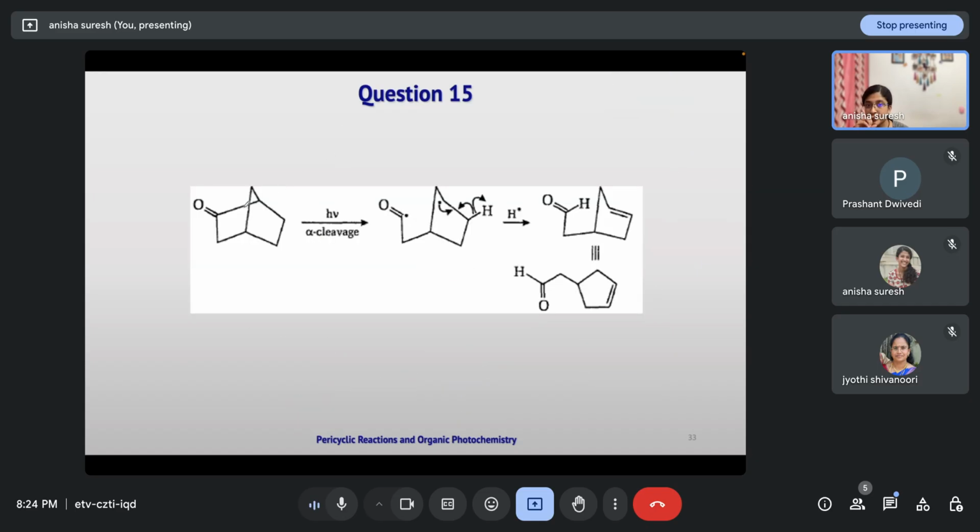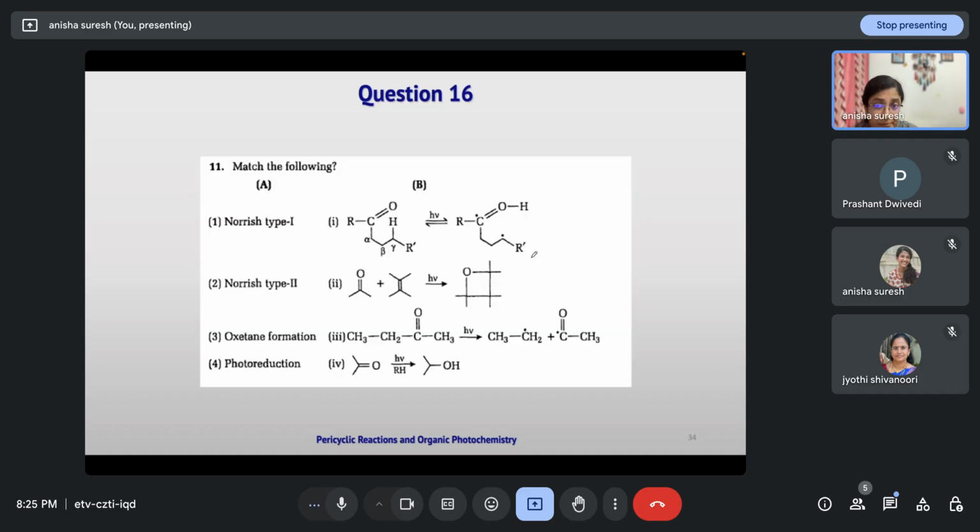So first alpha cleavage is taking place leading to formation of these radicals. Then a gamma hydrogen abstraction will be taking place leading to formation of this alkene and this aldehyde. So if you redraw this, it will give the final product. Is the mechanism clear? Any doubts? If it is okay, we will see question number 16.